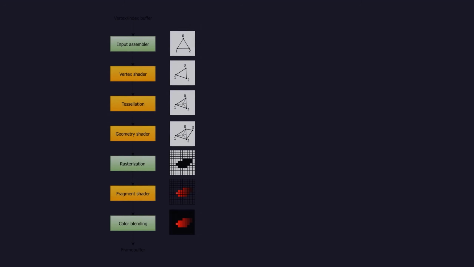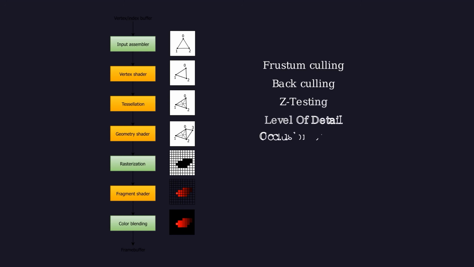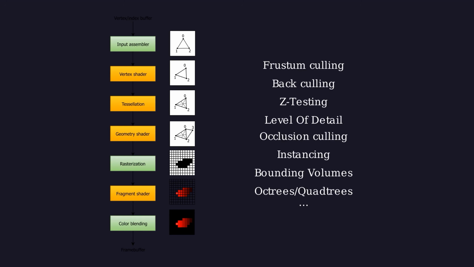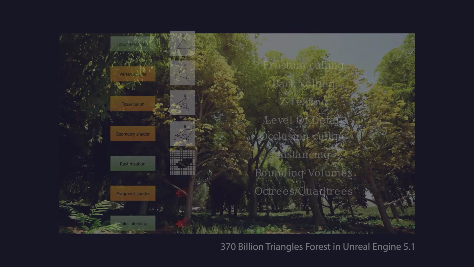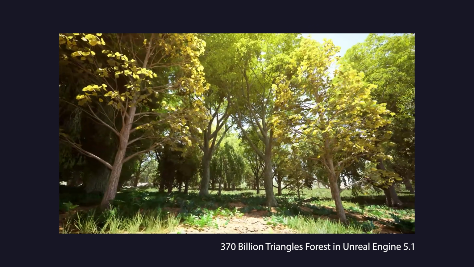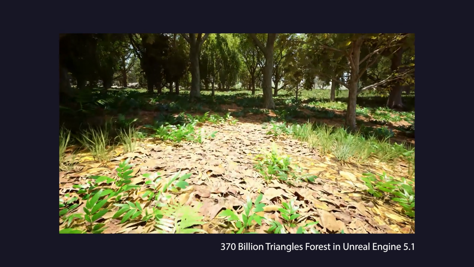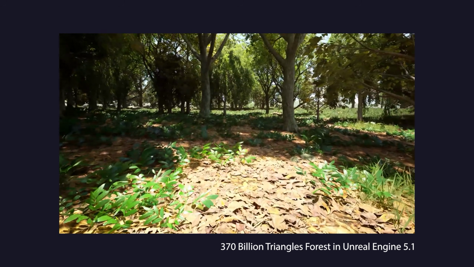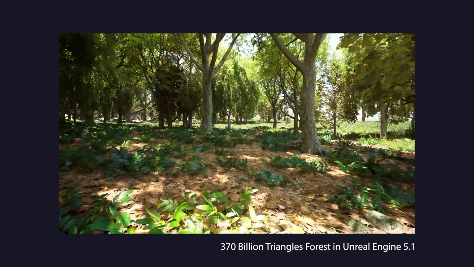There actually exist many more stages in the rendering pipeline, and numerous optimization techniques have emerged to minimize the number of triangles and fragments processed at each frame. Since the advent of rasterization, the objective has always been to draw more and more triangles on the screen simultaneously for larger and more detailed environments.